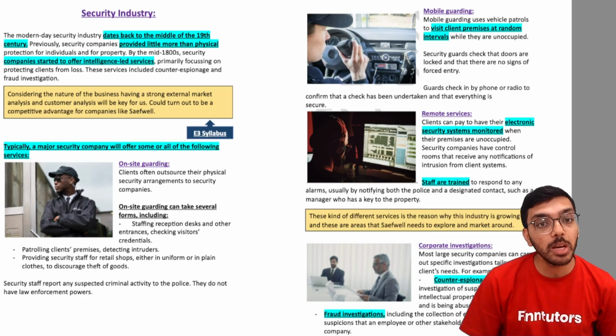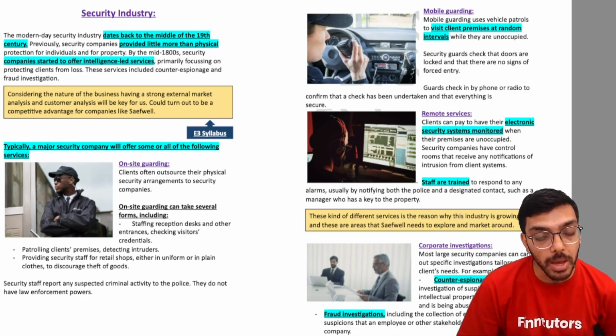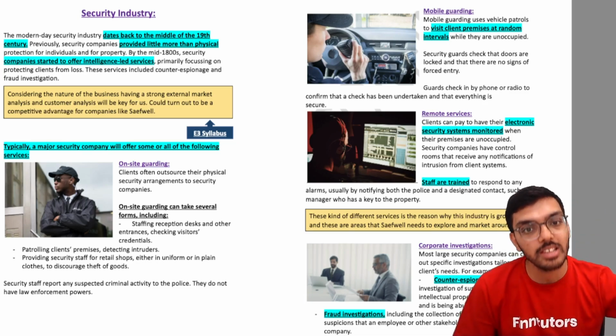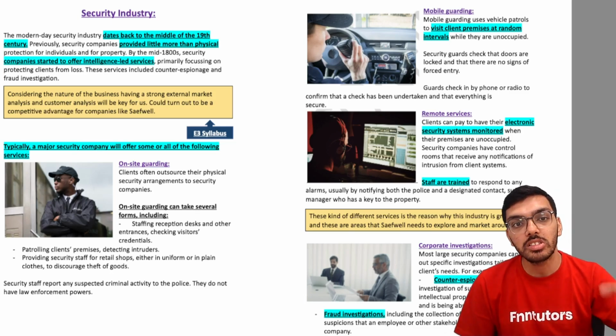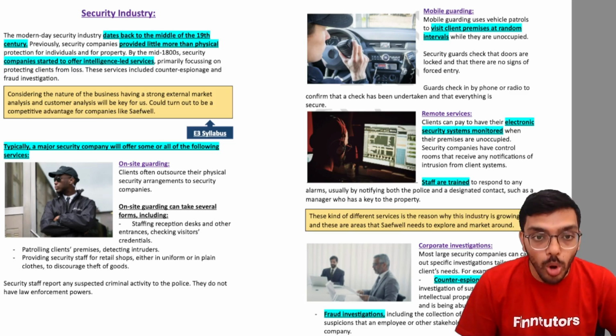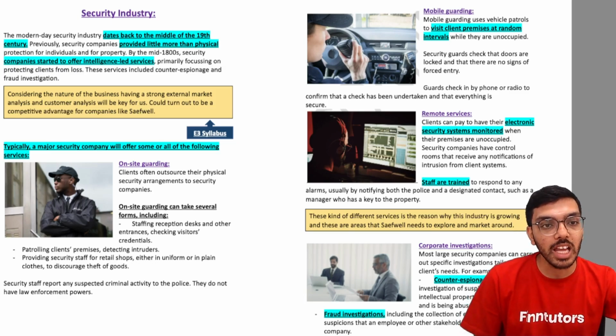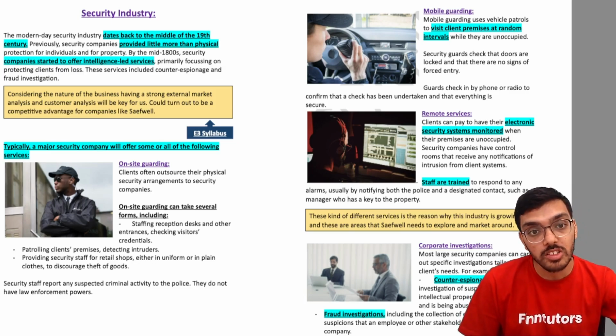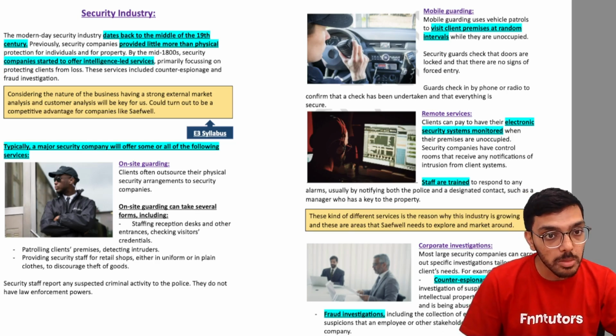And because I'm speaking about external market analysis, competitor analysis, customer analysis, your E3 syllabus is going to cover these concepts. So you should know the different external market analysis tools, the customer analysis tools. It's there in your E3 syllabus.